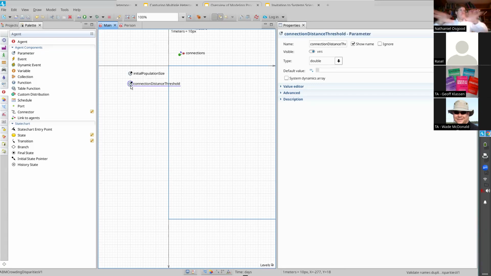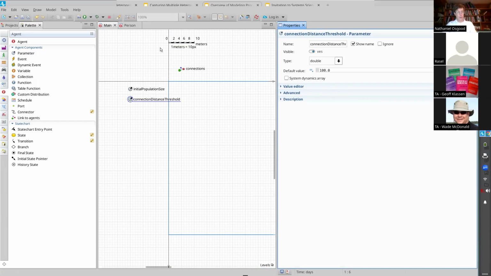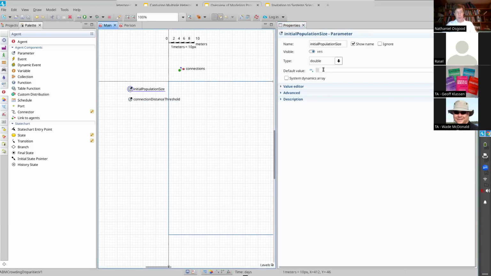That's something which is going to be shared across the model, hence it's looking at main. Oh, I should have said the connection distance threshold is of distance 100 in abstract units. Again, if you want to interpret the units here, I think each of these little squares might be 10 units.